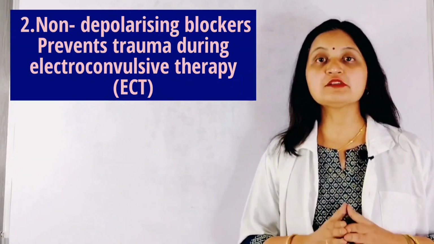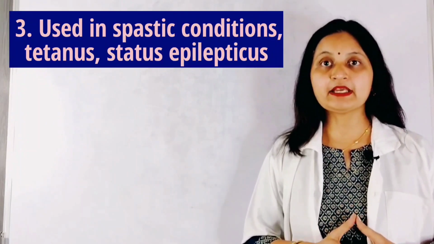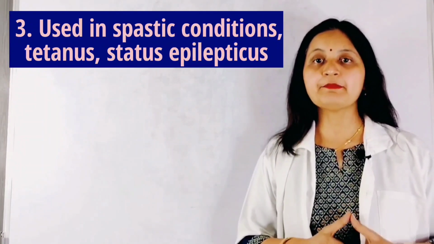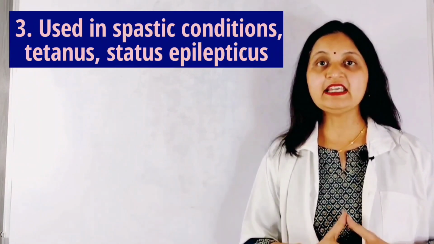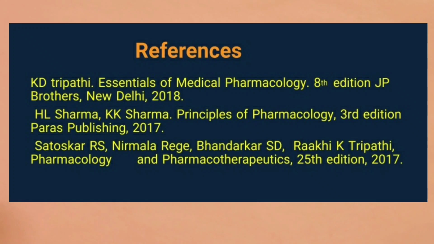These drugs can be used in spastic conditions such as tetanus or status epilepticus, where succinylcholine is used along with diazepam. Lastly, neuromuscular blocking agents can be used to control ventilation. So these drugs can be used to aid ventilation in obstructive airway diseases as they reduce the chest wall resistance and increase the airway flow. This brings us to the end of the topic.